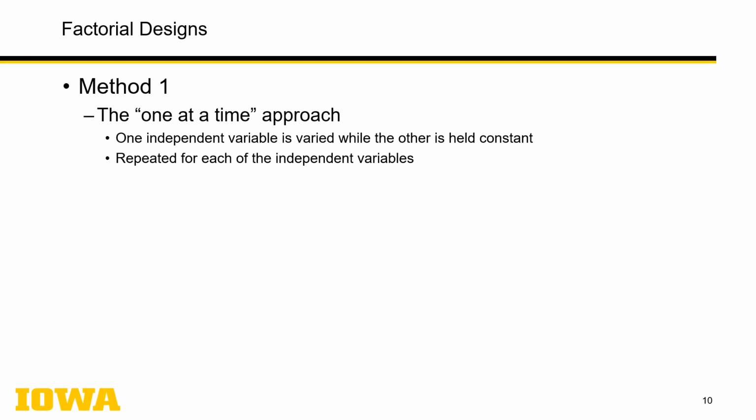So if you're just going at it in a quasi-logical way, you might consider the one-at-a-time approach. So what are you going to do? One independent variable, one of the factors, is varied while the other is held constant. And then you can repeat for each of the independent variables. Hold one constant, change the other. Then hold the other one constant, change the first. Okay.